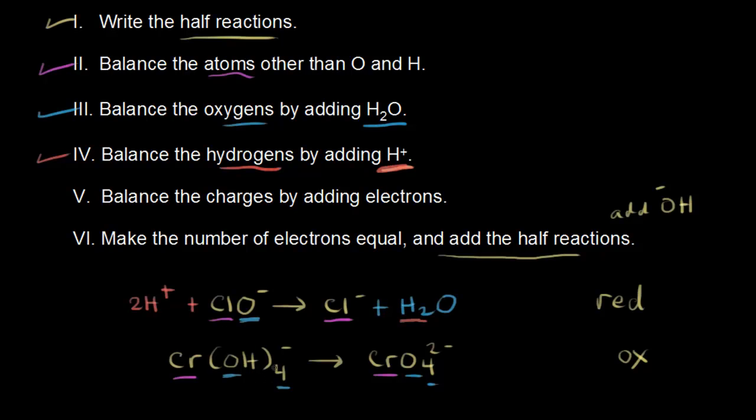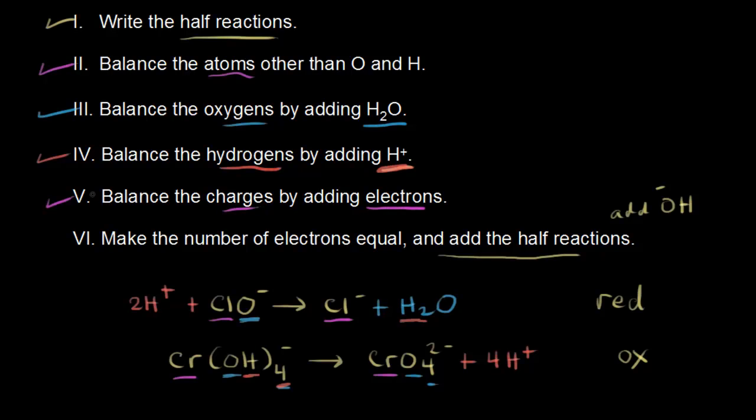For my oxidation half reaction, remember this 4 applies to the hydrogen as well, so I have 4 hydrogens on the left and none on the right side of my oxidation half reaction. So I need 4 on the right. I'm going to add those in the form of protons. So 4H plus on the right side. Next, we're going to add electrons to balance charge.